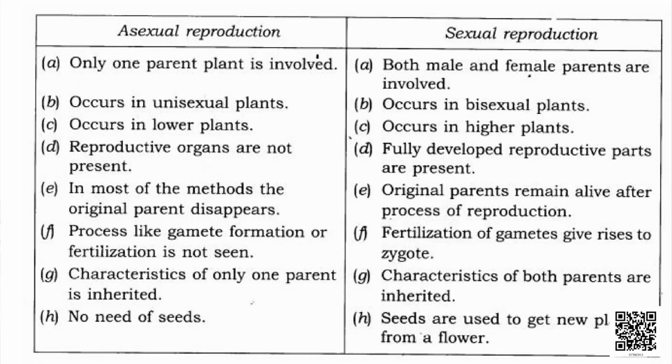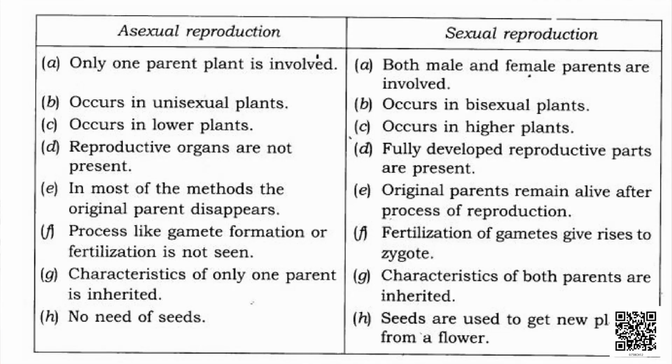In most methods of asexual reproduction, the original parent disappears. In sexual reproduction, original parents remain alive after the process of reproduction. In asexual reproduction, processes like gamete formation or fertilization are not seen. In sexual reproduction, fertilization of gametes gives rise to a zygote.